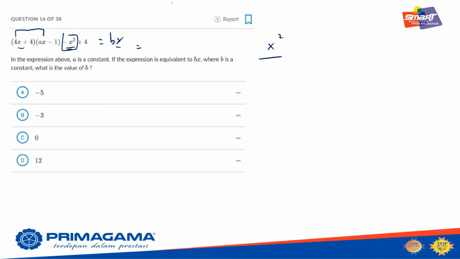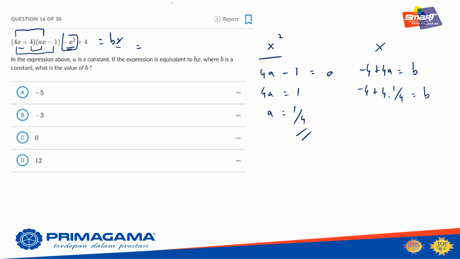Hence we will get 4a - 1 is equal to, on the right-hand side, 0. So 4a is 1 and a is a quarter. Same for the x. On the left-hand side, to get x is to multiply 4 with minus 1 and also multiply 4 with ax. And hence we will get minus 4 plus 4a is equal to b. Minus 4 plus 4 times a quarter is equal to b. This is minus 3, hence b is minus 3.